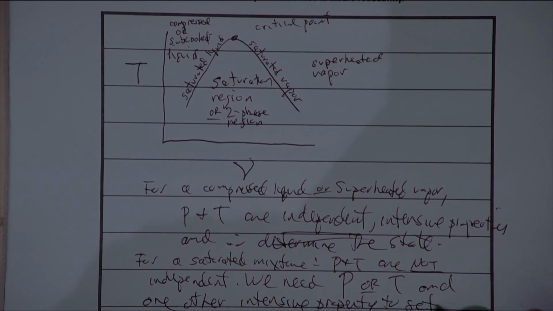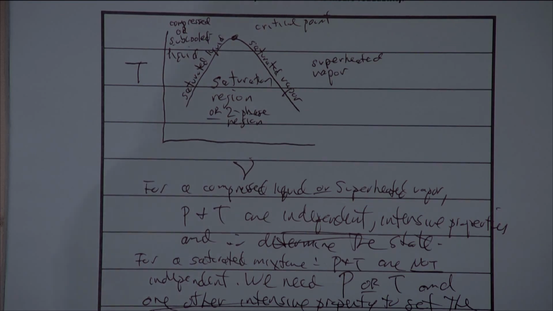to set the state. Now, when I say set the state, that's just another way of saying we know all the other thermodynamic properties, right? If we have any two independent intensive properties, we can find all the rest. In other words, we've set the thermodynamic state. Everything else is known to us. Now, the question is, what is that one other intensive property that we need? It really depends upon the problem.